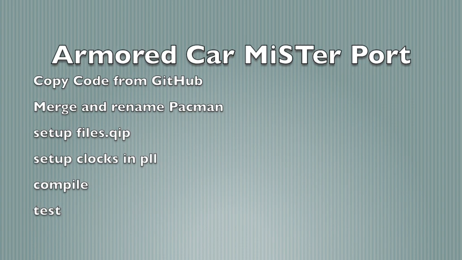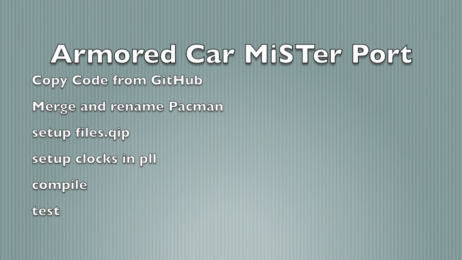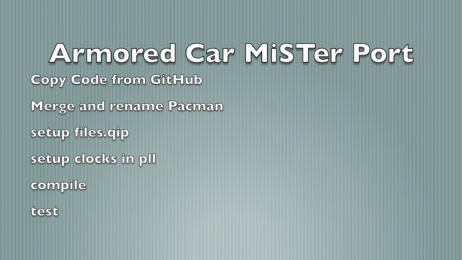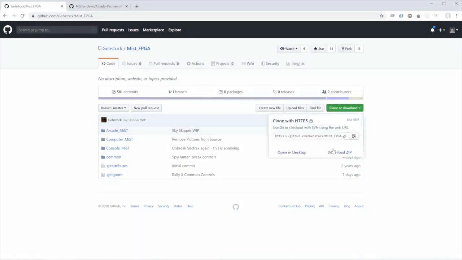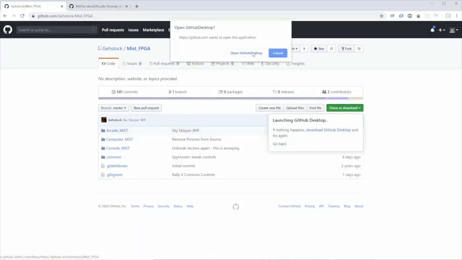We will start with the pacman core, since it has the most up-to-date system files. We will adapt it for Armored Car, set up the clocks, compile it, and test it. After this video, we will have a core that runs, but it can't be distributed because the ROMs are hard-coded into the RBF. I navigated to the source code on MiST and downloaded it to my computer.